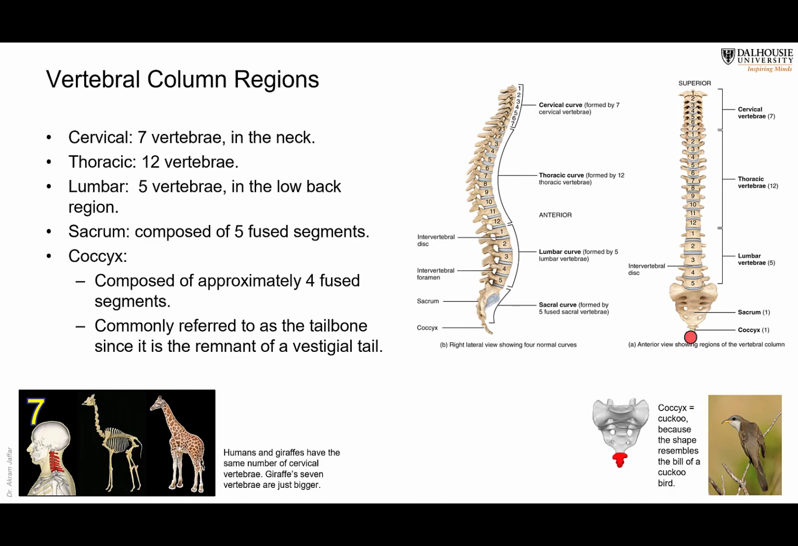And then we have the coccyx. The coccyx is the tailbone. In animals, it's very long, but in humans, this is the remnant of the coccyx. It's very short, and it is formed of 4 tiny segments fused together, the coccyx.